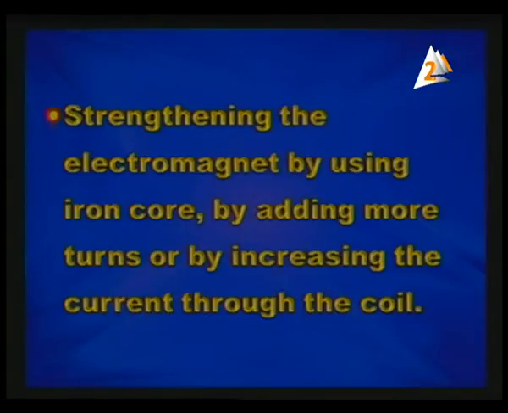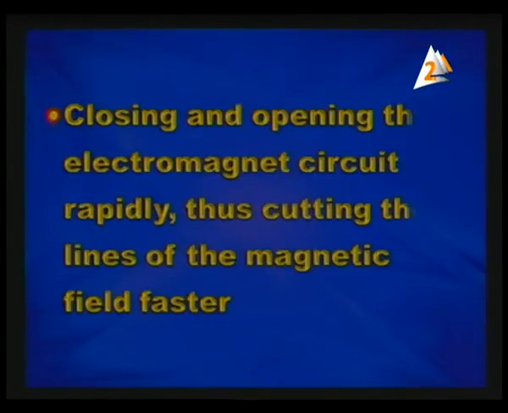Also by strengthening the electromagnet by using an iron core, by adding more turns, or by increasing the current through the coil. Also, it can be achieved by closing and opening the electromagnet circuit rapidly, thus cutting lines of the magnetic field in a faster way.